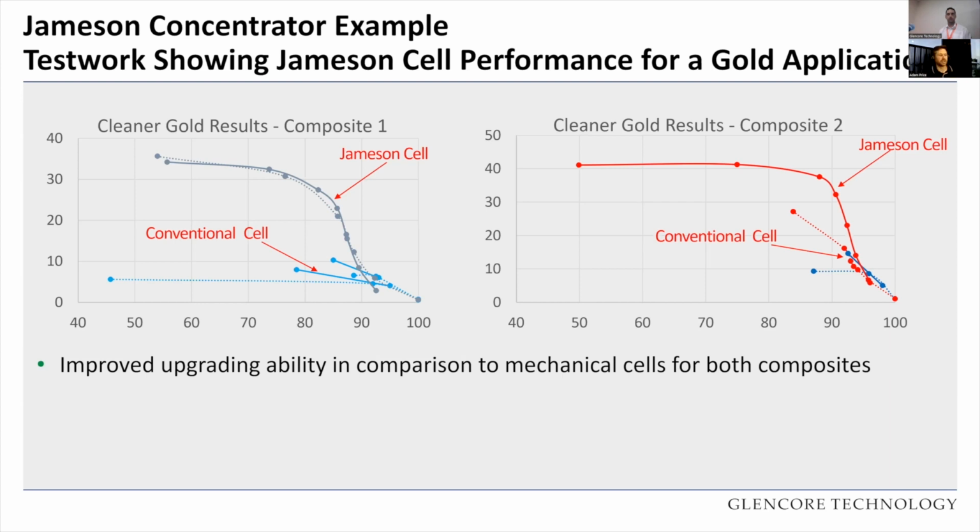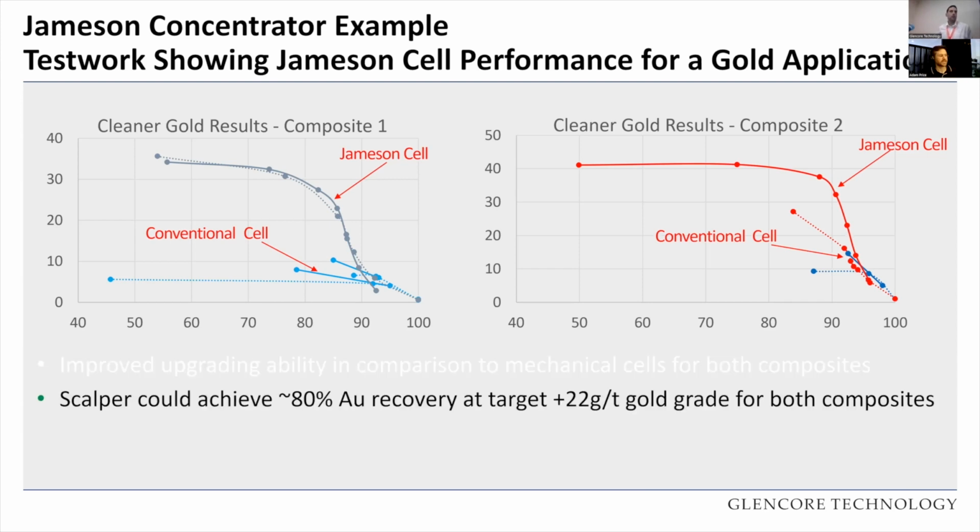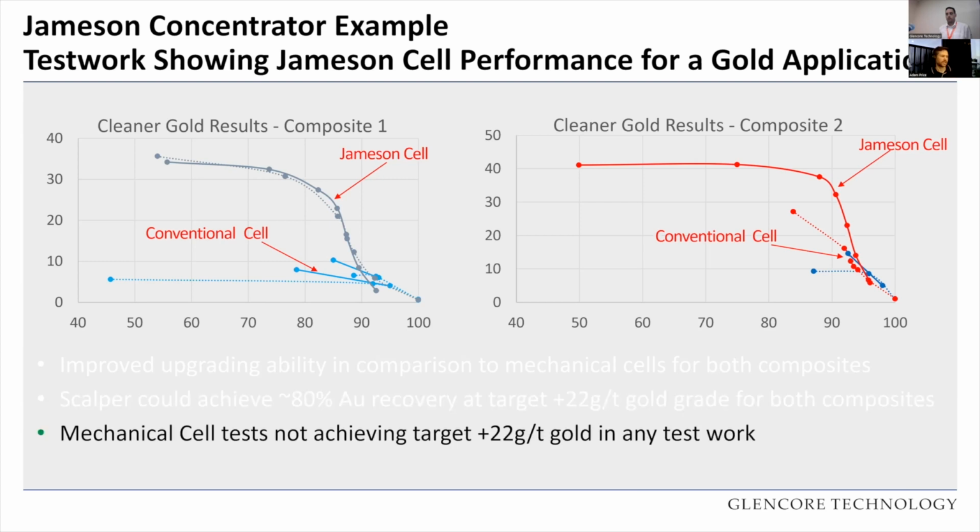So obviously we found that there was significantly improved upgrading ability in the Jameson cell compared to mechanical cells. We found that scalpers could achieve up to 80% in both scenarios at what the target final concentrate gold grade was, which was 22 grams per tonne, which the mechanical cells couldn't achieve actually throughout the test, through both the rougher and cleaning stages.